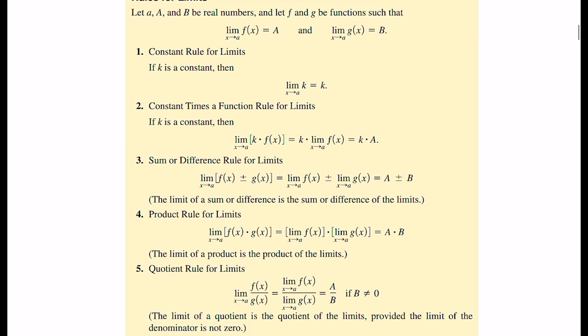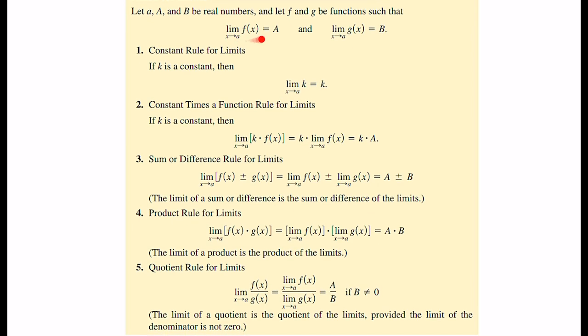Okay, so we have two examples here. We've got function f and function g, and the limit of f of x as x approaches a is going to equal capital A, and the limit of g of x as x approaches a is going to equal capital B. So we have what's called the constant rule for limits, and this just says if you take the limit of some constant, which is just a number, as x approaches a, the limit just equals that number.